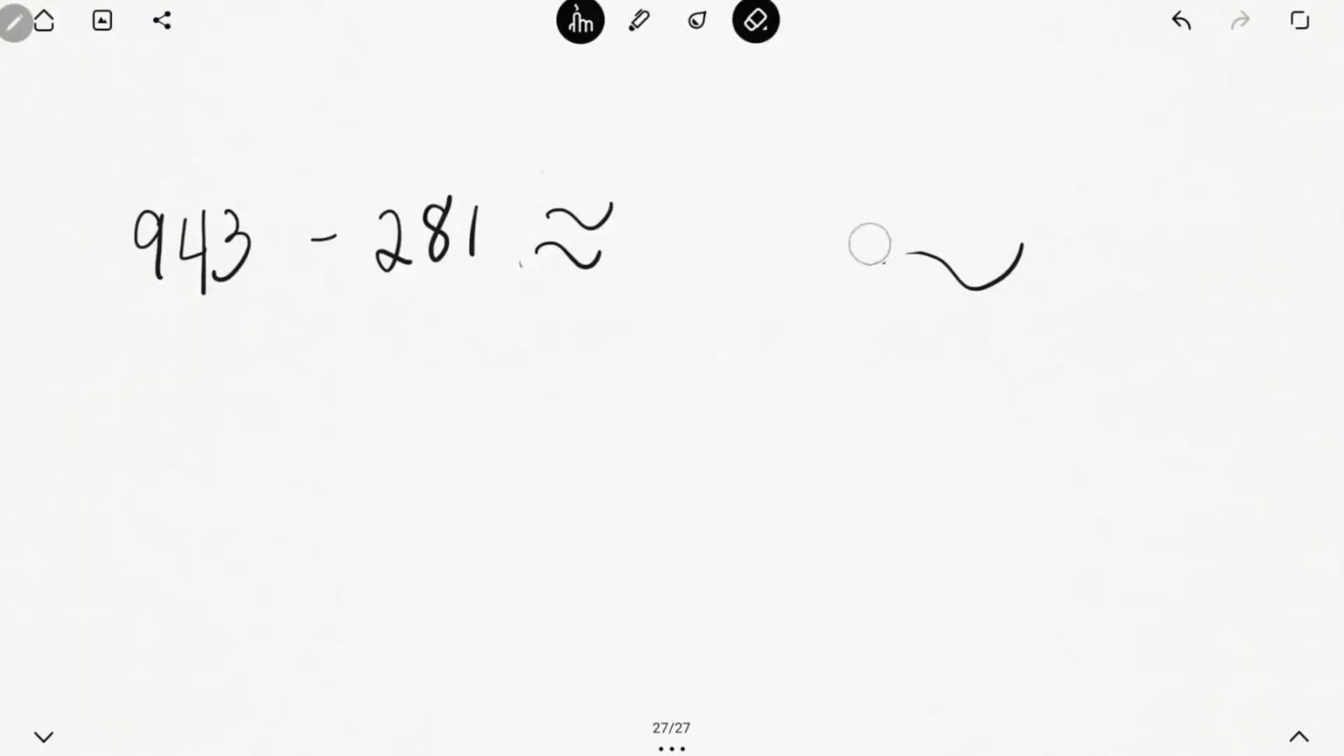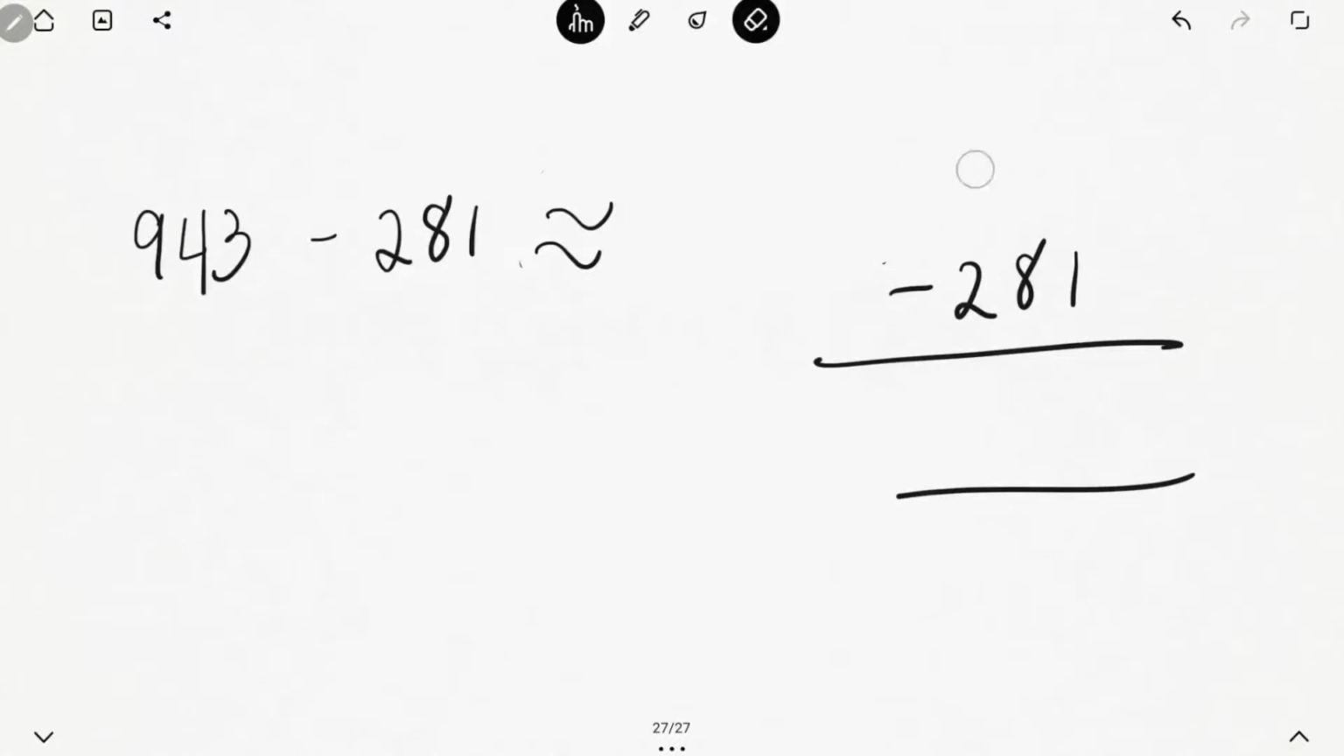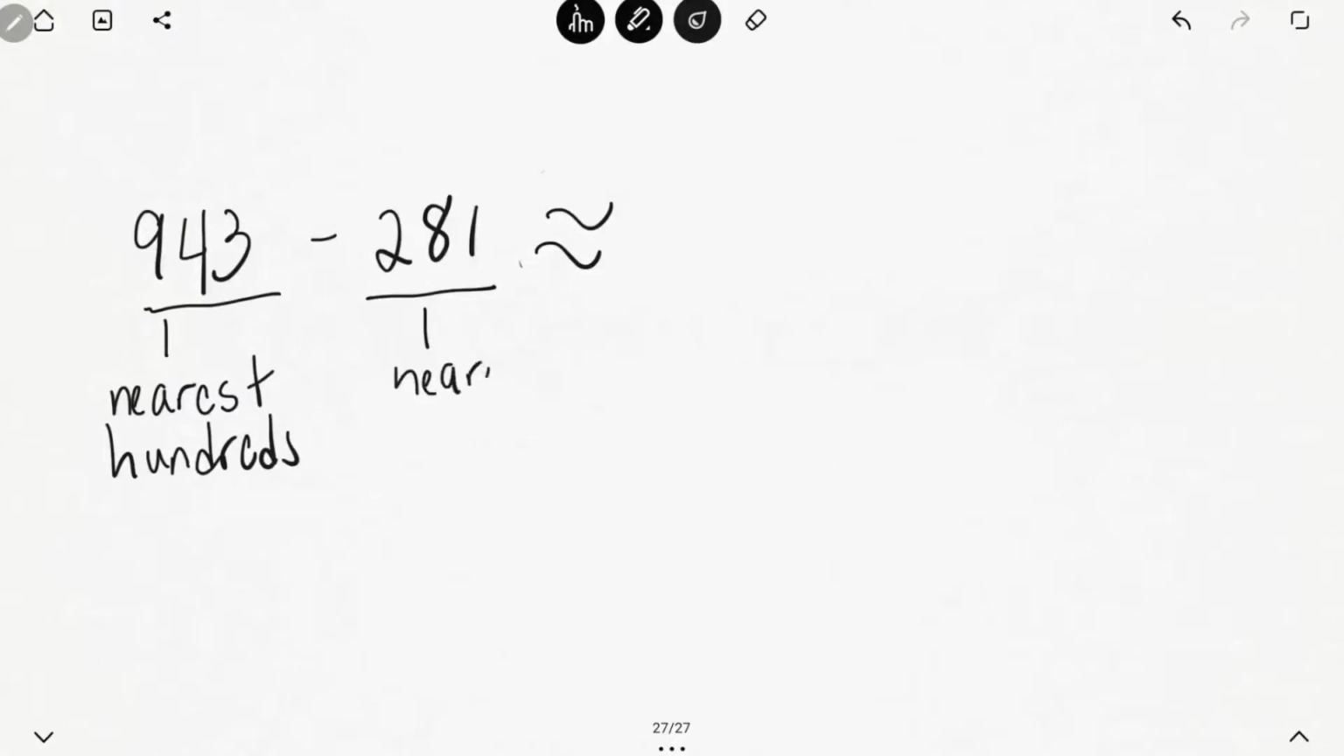If you wanted the exact value, you could use mental math, or you could even do the up-down method, which would be just like this, and you go ahead and do your subtraction. But that's not what we're looking for. We're doing rounding off because we're looking for an estimate. What we want to do here is round both numbers to the nearest hundreds. Technically, we could go to the nearest 10, but we're choosing the nearest hundreds to get our approximate value.